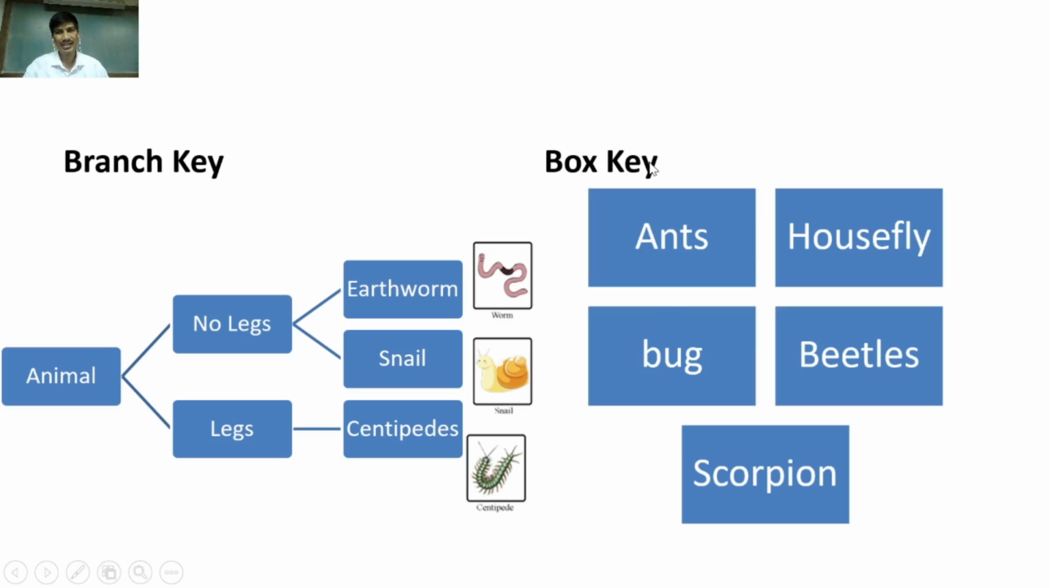Then another type of key, the box key. Here we consider some animals: the ant we put in an ant box, the housefly in another box, bugs in a third box, beetles in a fourth, and scorpions in their own box. We make specific boxes and then arrange the animals.